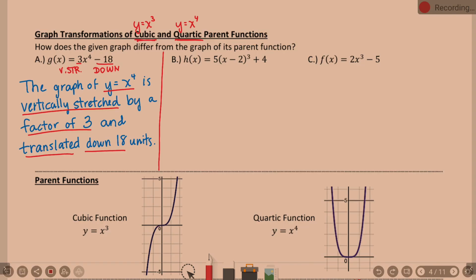Five is what? No. Or are you looking at this one? No. Okay. 5 out front is? Oh, never mind. I'll get the wrong one. Yeah. Multiplied out front. So since 5 is bigger than 1, that's going to be a vertical stretch.